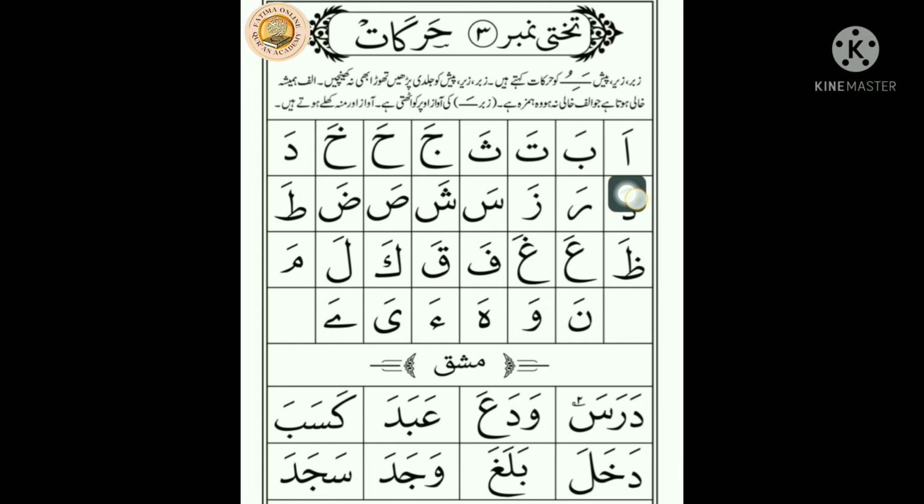And the next point: the sound of zabar goes upwards. Whenever we spell this sound, ba zabar ba, ta zabar ta, the sound is going upwards.